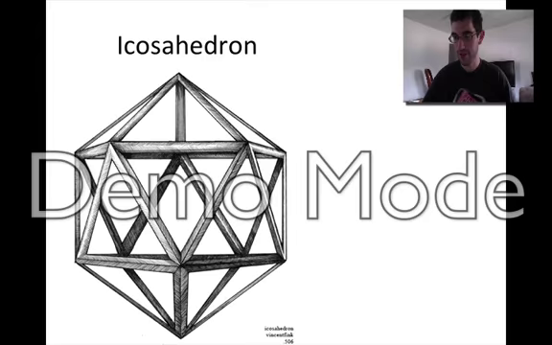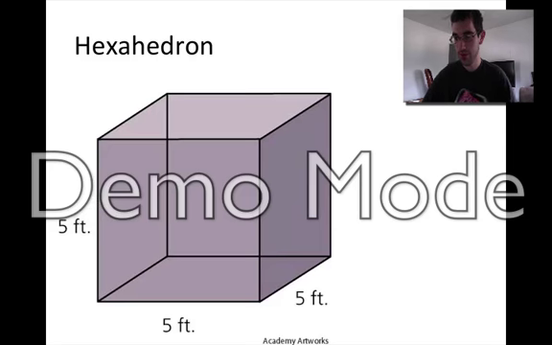Up next, we have the hexahedron, which actually refers to any polyhedron, but the cube in particular, because that is the actual platonic solid that follows all of the rules. Now here's where things start to get a little bit interesting. We have what's known as Metatron's cube.